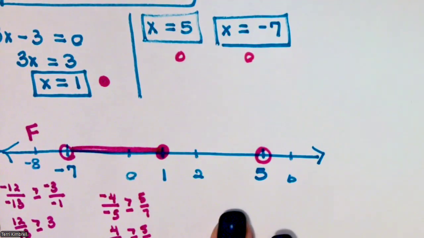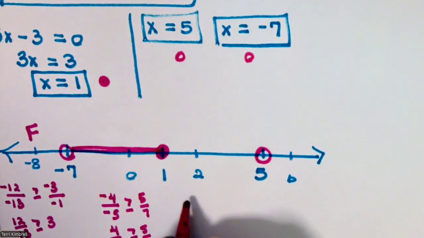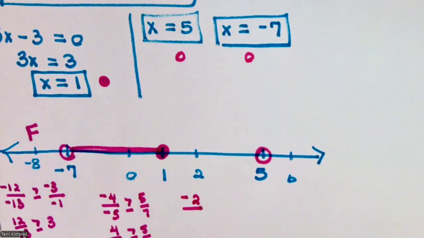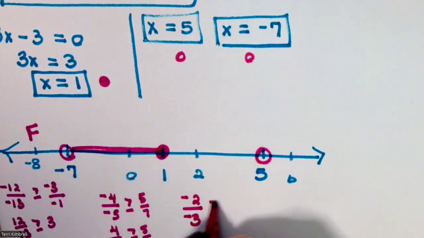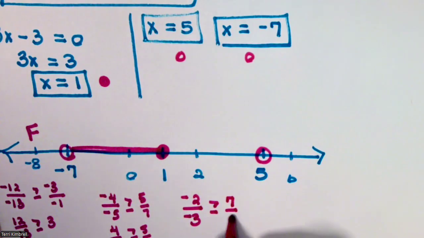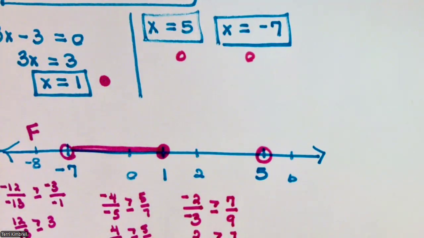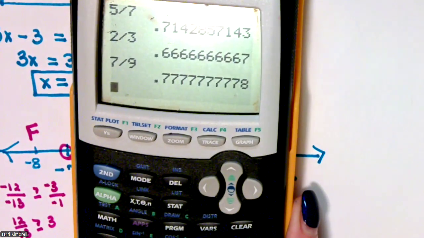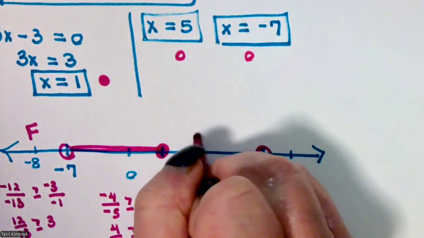And then you can check your 2. 2 minus 4 is -2. 2 minus 5 would be -3. 2 plus 5 is 7. 2 plus 7 is 9. So is 2/3 bigger than 7/9? So 2/3 is 0.6. 7/9 is 0.7. Ooh, there's a 6, 7. So that would be false.